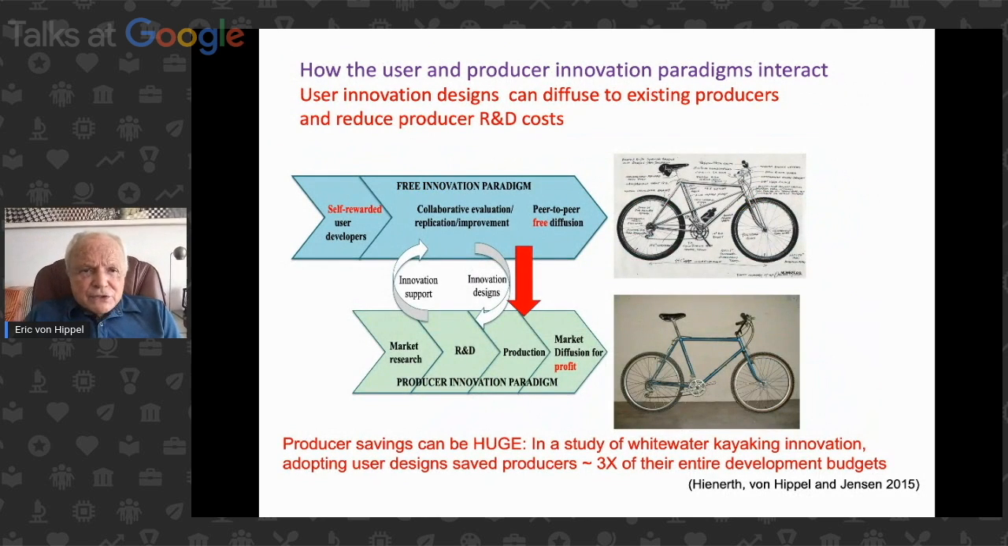Now, how do they interact, these two paradigms? As I just mentioned, on the top right there, you see the first mountain bike. On the bottom right, you see the commercial version of that thing. And what's happened is that the designs made by users, as they go down Mount Tamalpais or wherever, are being transferred to the producer. The savings then for the producer are huge. This producer gets basically a vetted design that he can then use to add improvements to.